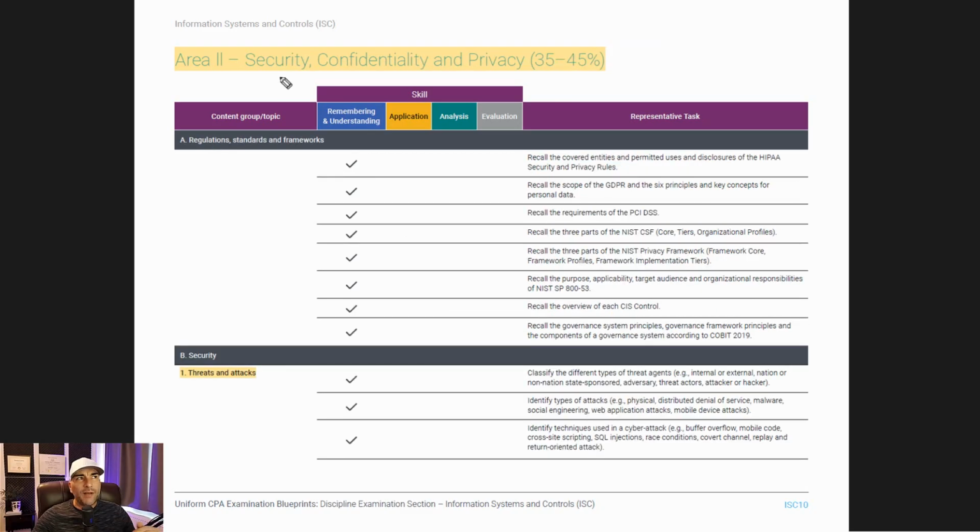Moving on to Area 2 of the ISC exam, this area is concerned with security, confidentiality, and privacy, and this again is going to make up 35 to 45% of the questions that you're going to be seeing on the exam.